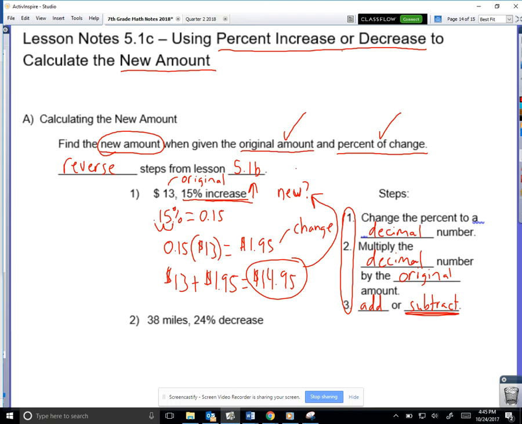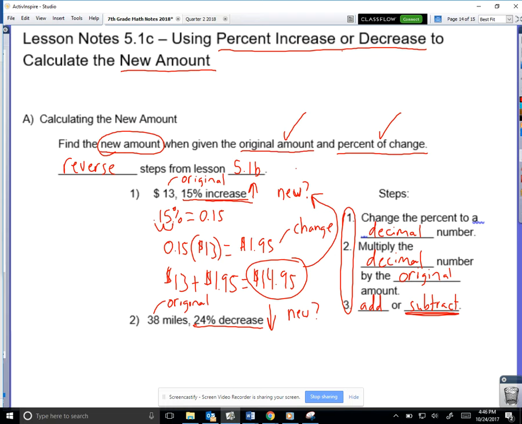All right, let's check out number two. Number two is going to be a decrease here. Here's your original amount, 38 miles. Okay, we're going to have a 24% decrease. So that's going to be going down. I've got a down arrow there because that's going to be a decrease. We want to find out what the new amount is. So to calculate this new amount, we're just going to follow these steps here, the reverse steps from yesterday.